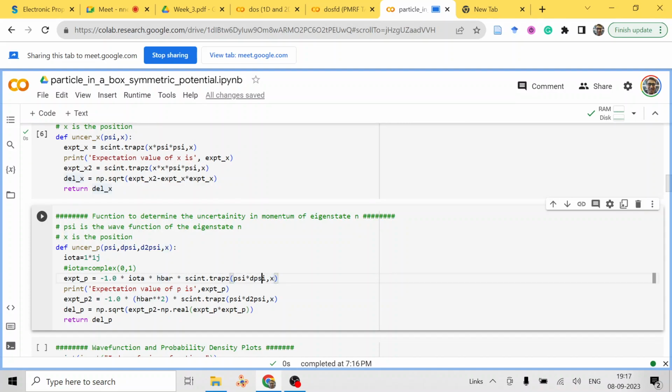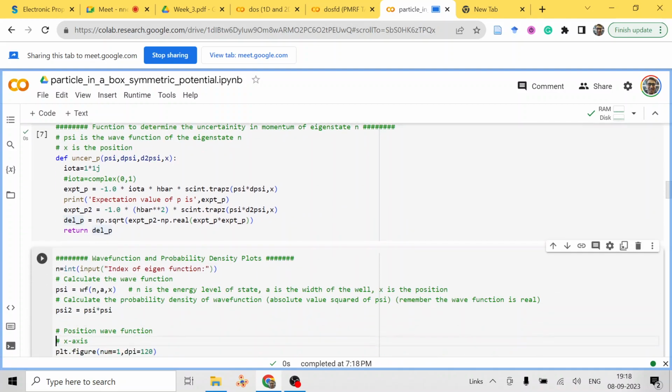So that is what we have written here, and then this prints the expectation value of momentum. And then for the del square, to find the expectation value of p square, we will have minus h bar square, and then this integration of psi times the double derivative d2 by dx2 of our wave function. So this function requires these two derivative values, so we have to provide it the two derivative functions, and then this will also give us the uncertainty in momentum.